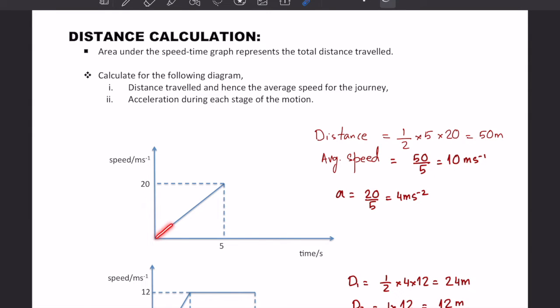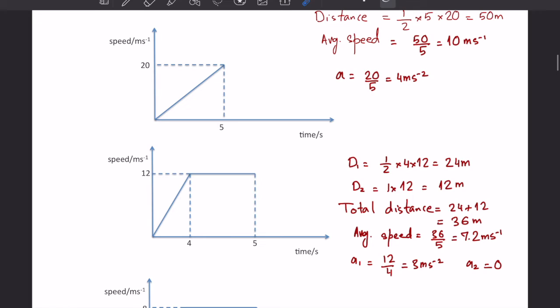In case I want to find the acceleration, I'm going to calculate the slope of this particular line segment. This coordinate is 0 and 0, and the other coordinate is 5 and 20. So I do 20 minus 0 over 5 minus 0 to calculate the gradient, which comes out as the acceleration. Similarly, for this particular graph, to calculate the distance for the first part of the journey, I'll calculate the area of the triangle whose base is 4 and height is 12. Half base into height gets me the distance traveled for the first phase of the journey.